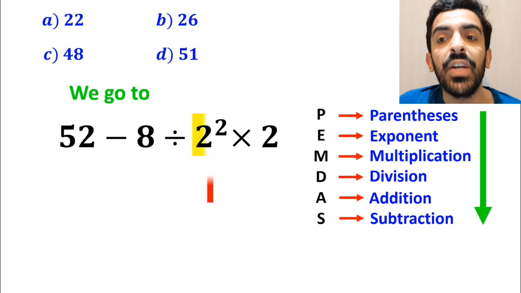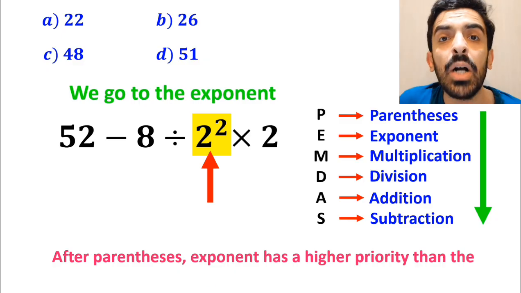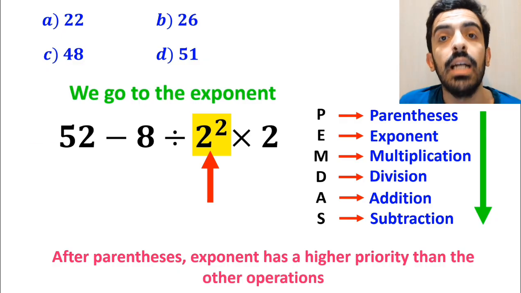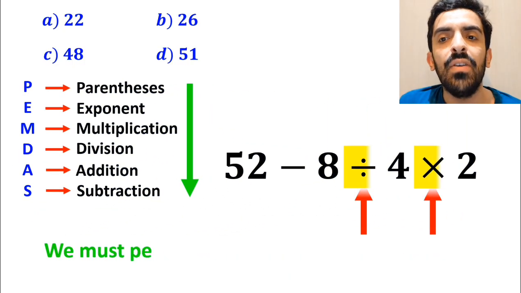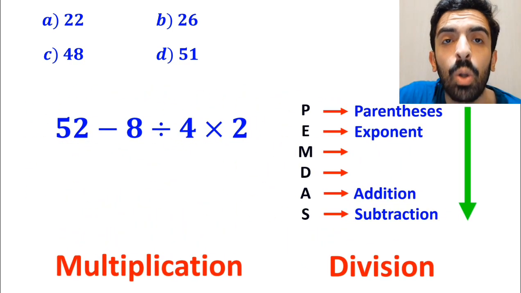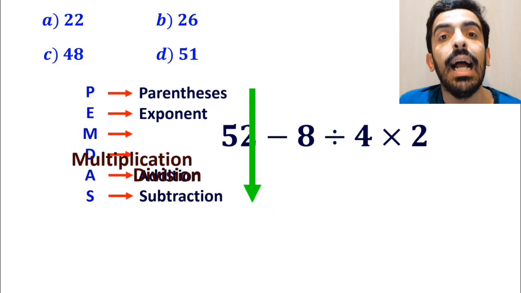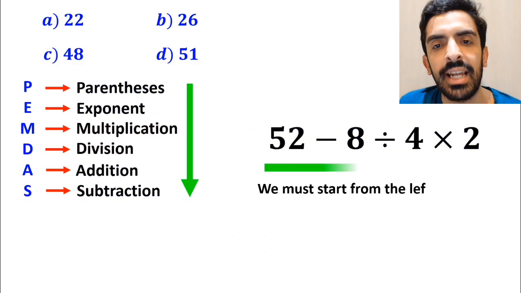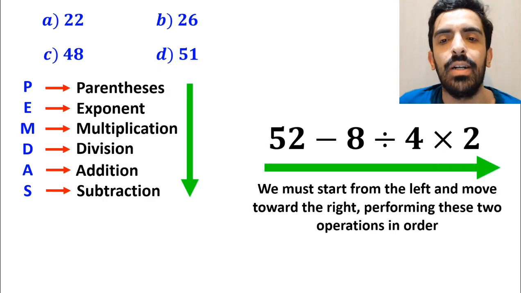And the next step, we go to the exponent, because after parentheses, exponent has a higher priority than the other operations. So, this expression simplifies to 52 minus 8 divided by 4 times 2. Then, we must perform the division and multiplication. However, it's really important to understand that in the PEMDAS rule, multiplication and division have the same level of priority. In this situation, we must start from the left and move toward the right, performing these two operations in order.